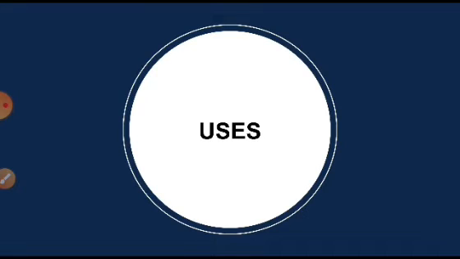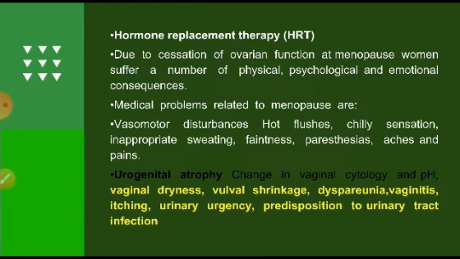Now we'll see the physiological and pharmacological uses of estrogen. First use of estrogen is in hormone replacement therapy. Due to cessation of ovarian function at menopause, women suffer a number of physical, psychological, and emotional consequences. And by this, many problems can be generated. Vasomotor disturbances, hot flushes, chill sensations, inappropriate sweating, faintness, paresthesias, aches, and pains. These all are happening due to menopause.